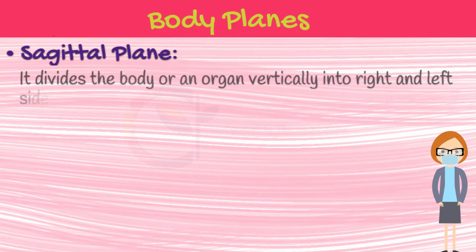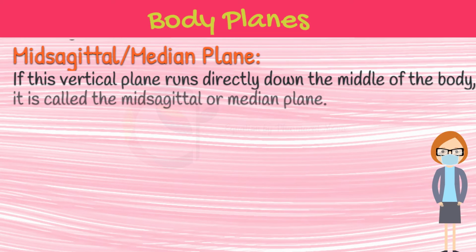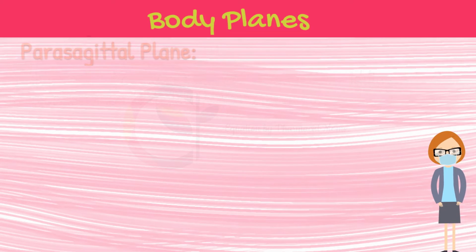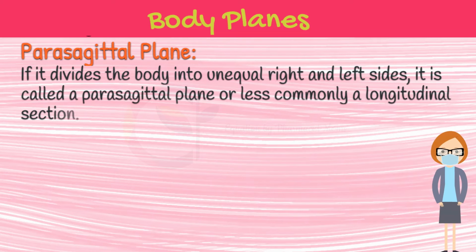Third one is sagittal plane. It divides the body or an organ vertically into right and left sides. If this vertical plane runs directly down the middle of the body, it is called the mid-sagittal or median plane. If it divides the body into unequal right and left sides, it is called a parasagittal plane, or less commonly a longitudinal section.